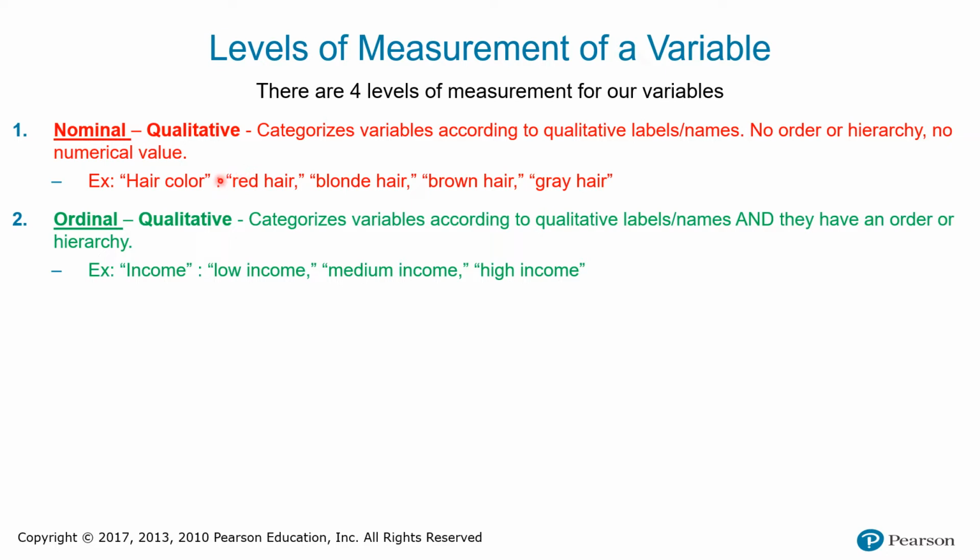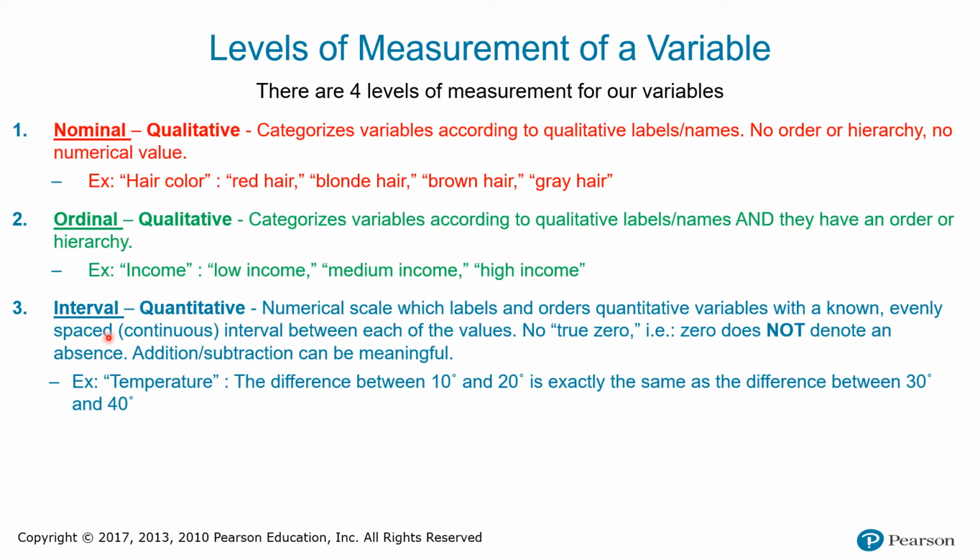The second level of measurement for a qualitative variable is called the ordinal level. At this level, we are still categorizing variables according to labels and names, but now there is an order or hierarchy. For example, income, right? We've still categorized low income, medium income, high income, but now there's a hierarchy. Order matters, right? Low income is the lowest, medium's in the middle, and high income is the highest. So there is a hierarchy, which puts it at the ordinal level.